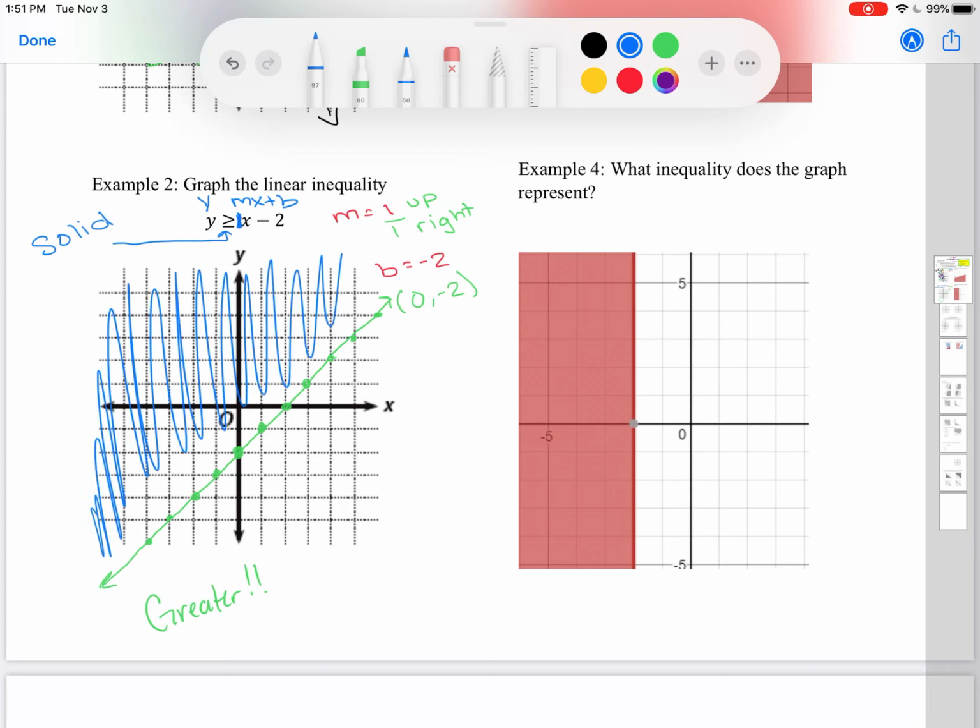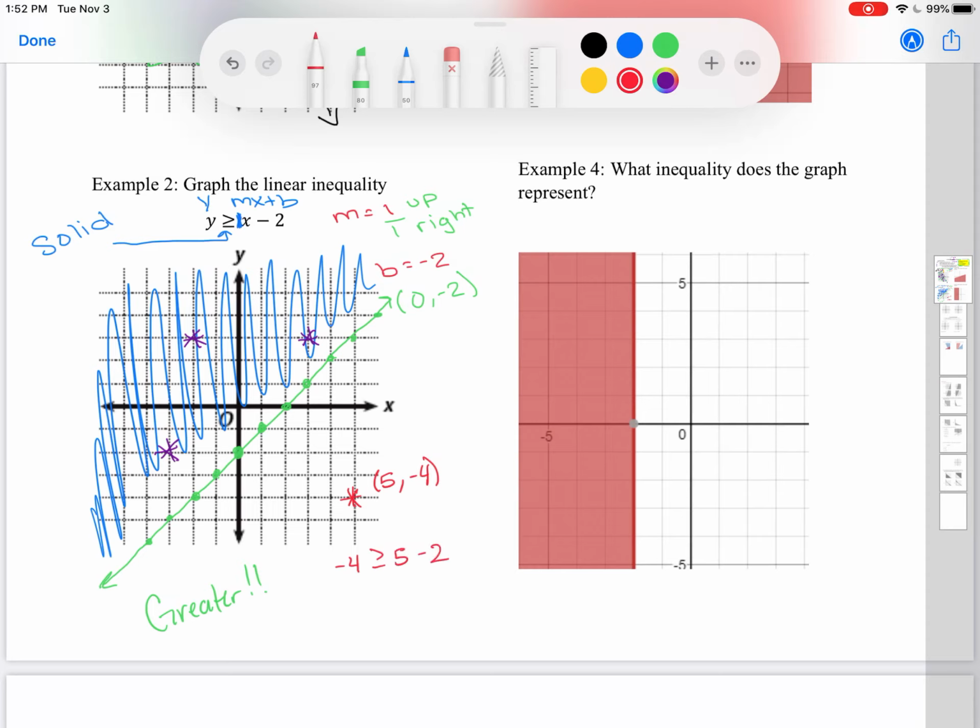Everything greater than that line is either going to be above the line or below the line. Think about greater. Greater means above. It's another word that kind of makes you think of above. So when I go to shade, I'm going to shade everything above this line. And I know that if I tested any of the points that are in this shaded area, any of them at all, it's going to come out true.